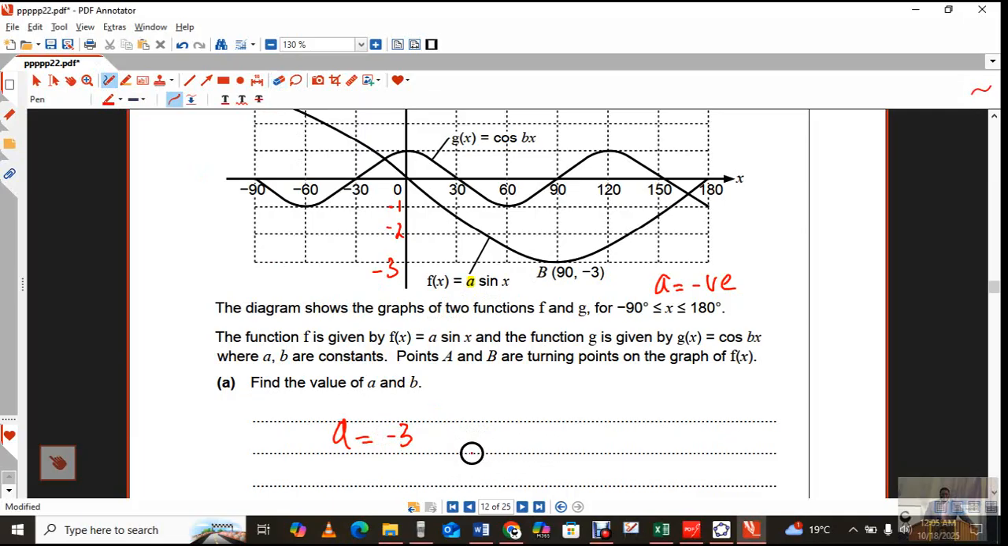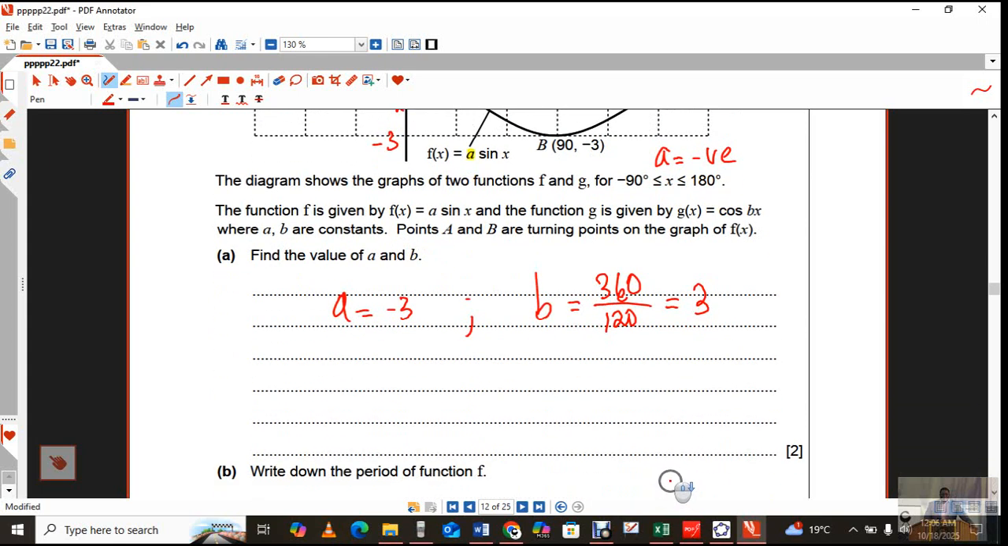What else do we now know? Well, the cosine graph repeats itself after every 360 degrees. So I'll be saying 360 degrees, but now the cosine graph has got one full oscillation after every 120 degrees. Can you see that? So that is 120, next one 120. So I'm going to divide 360 by 120, which will make b equal to 3. That is what you have. A equals -3 and B is equal to 3.